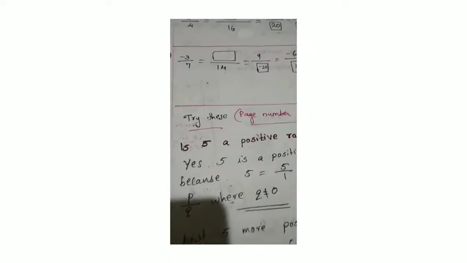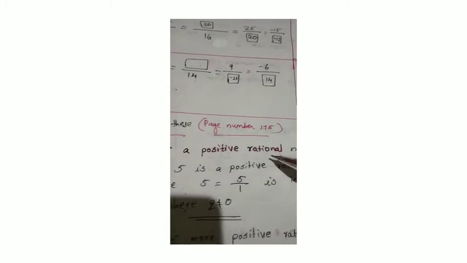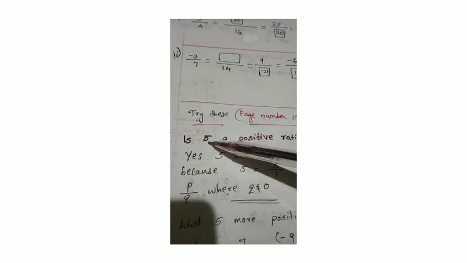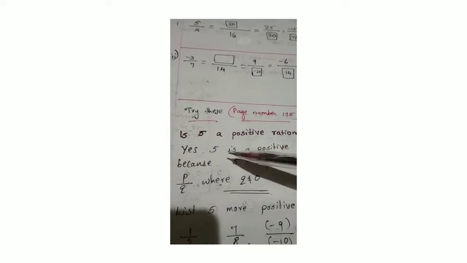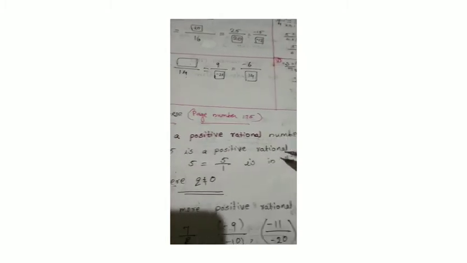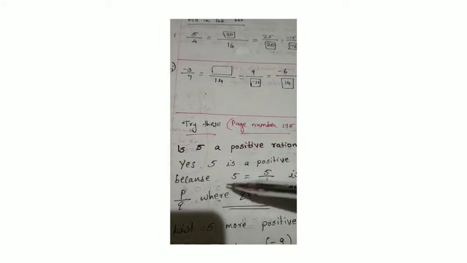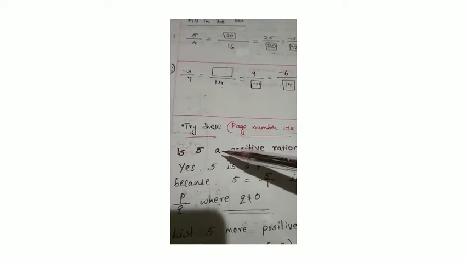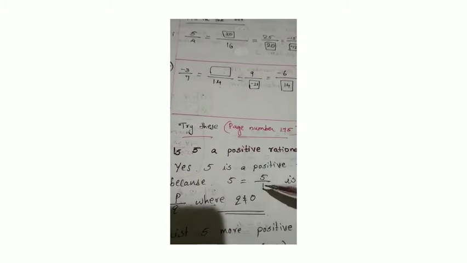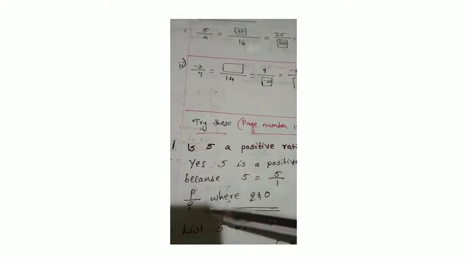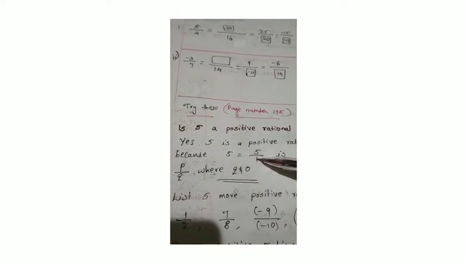Next, same page, the question was: is 5 a positive rational number? It's very clear. We studied that all natural numbers and all whole numbers are rational numbers. Yes, 5 is a positive rational number. Why? Because we can write this 5 in the form of P by Q. So how can we write? That was 5 on 1. We know the value is 5 itself. So 5 on 1 is a rational number, because this is in the form of P by Q and the Q is not equal to 0. Here the Q is equal to 1.